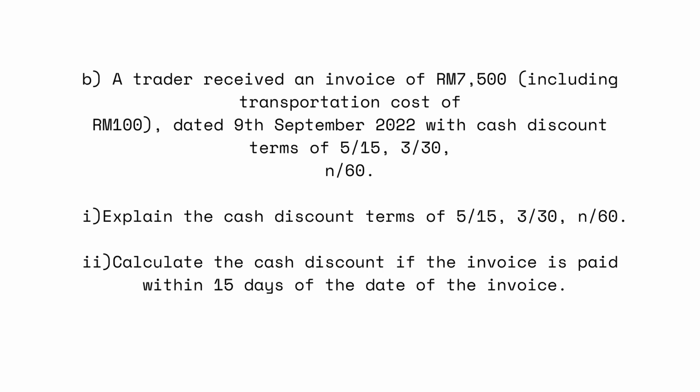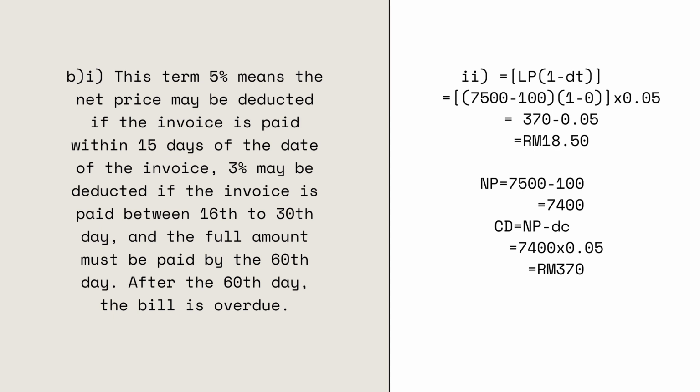Question B. A trader received an invoice of 2,500 ringgit, including transportation cost of 100 ringgit. The date is 9 September 2022 with cash discount terms of 5/50, 3/30, and n/60. First, explain the cash discount terms. The 5% means the net price may be deducted if the invoice is paid within 50 days of the date of the invoice. 3% may be deducted if the invoice is paid between 30 and 50 days, and the full amount must be paid by the 60th day. After the 60th day, the bill is overdue.